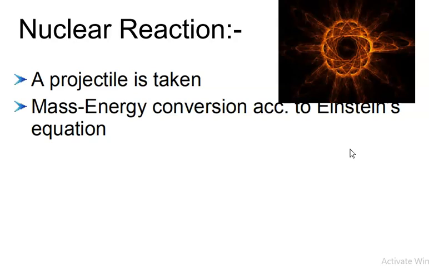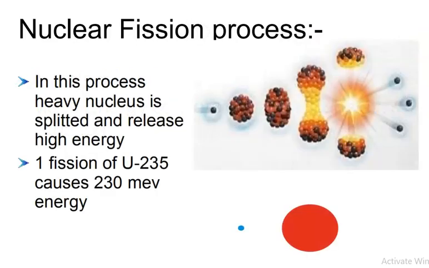Now we will discuss what a nuclear reaction is. As we have told, the nuclear energy is released by the process of nuclear reactions. And what principle is it based on? Everybody has heard the Einstein equation, E equals mc squared. In nuclear reaction, there are two types: one is nuclear fusion and the second is nuclear fission.